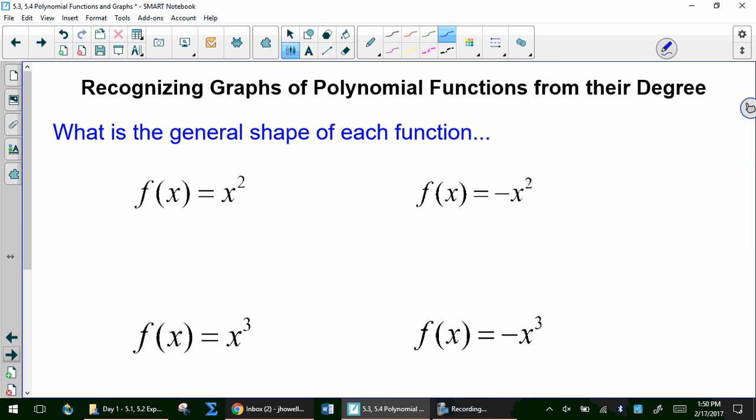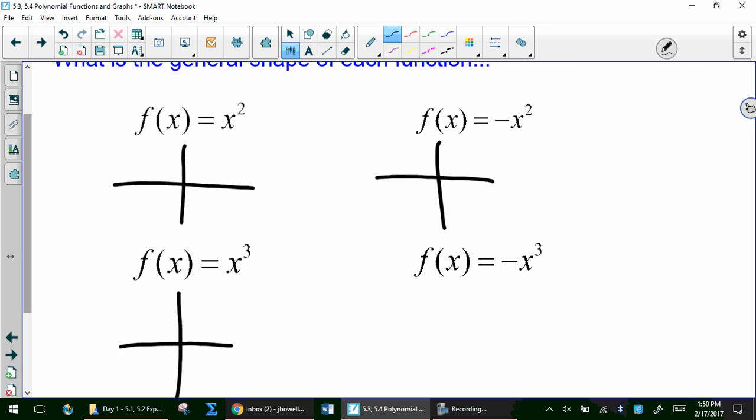Alright, so we're going to talk about recognizing the general shape of each function. We can generalize how this graph will look. So what does f of x equals x squared look like? What is it a graph of? It's a quadratic. It's a parabola. So here we have a parabola. How about negative x squared? What will that look like? David? Yeah, so it's going to be flipped downwards over the x-axis. Good.